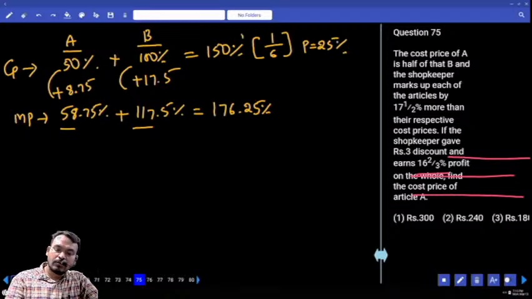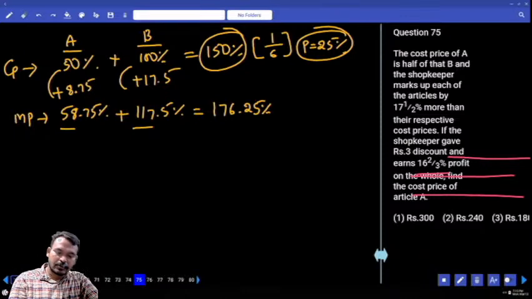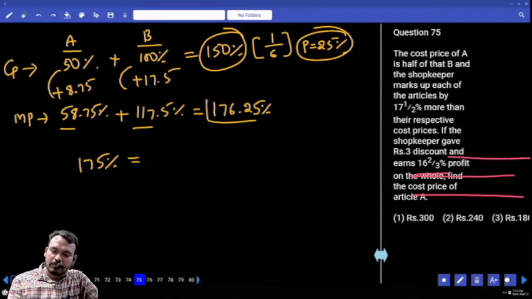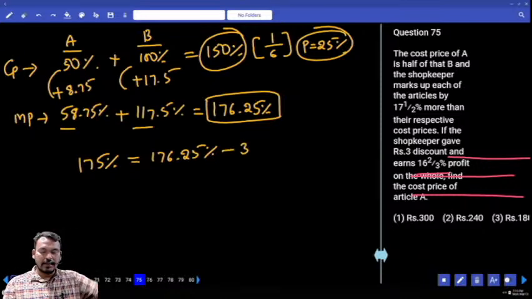Profit is how much? 25%. What is the original cost price? 150. Profit is how much? 25%. Selling price is 175%. It is also equal to selling price. It is also equal to market price minus discount value. What is the market price value? 176.25%. What is the discount value? 3 rupees. Minus 3 or plus 3? Minus 3. Left hand side is selling price, right hand side is market price minus discount.